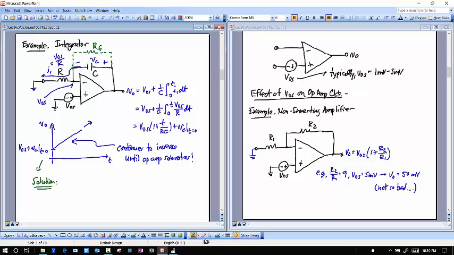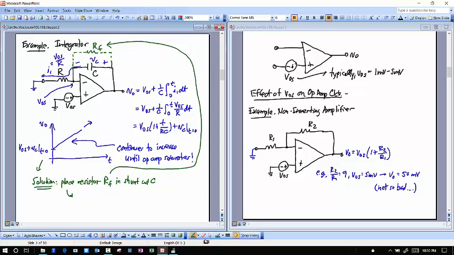And that's to place a resistor RF in shunt with the capacitor. That means in parallel with the capacitor. And so that's the resistor RF that we're talking about there. And if we do that, then we end up with an output voltage V0 that's just equal to the original equation from this circuit on the right.